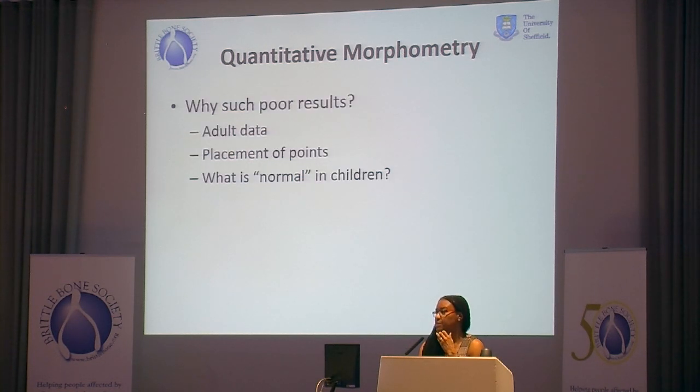Now, why might that be? First of all, the software is based on adult data. The Genant score that it uses was created by looking at the vertebral bodies of 57 postmenopausal women. Secondly, there is this adjustment of the points that we sometimes have to do. And thirdly, the software is only as clever as us. We don't know what is normal in children, so we can't tell the software what is normal in children.